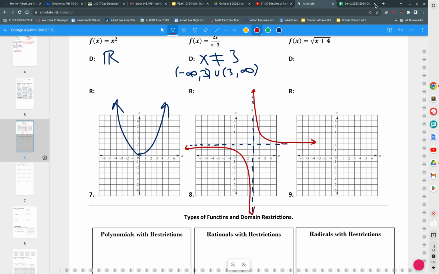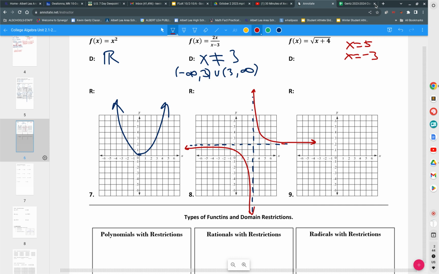How about the next one? Don't look at the graph because you don't see one. Are there numbers you can't plug in for x? Bigger than 4. Let's try 5. If I plug in 5, 5 plus 4 is 9, square root of 9 is 3. 5 works. 5 is part of the domain. Can you think of a number that wouldn't be part of the domain? A negative number. Like anything below negative 4. X equals negative 3. Negative 3 plus 4 is 1. Square root of 1 is 1.